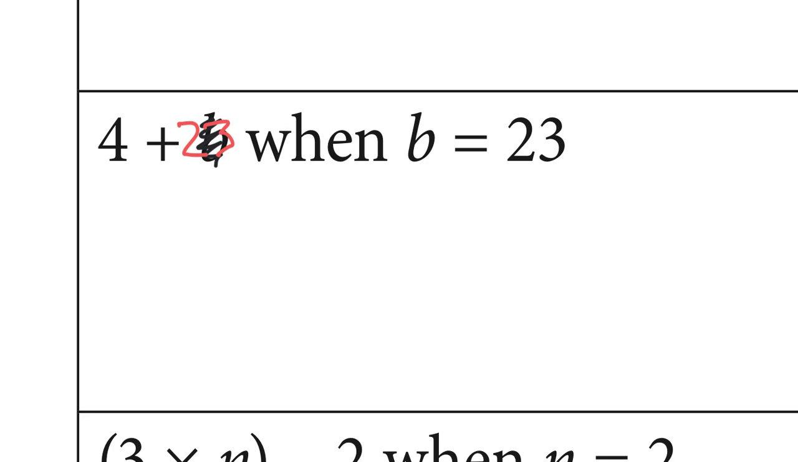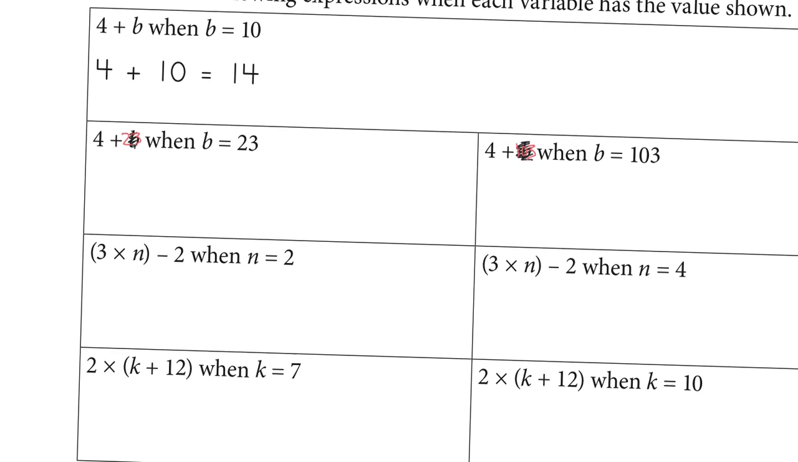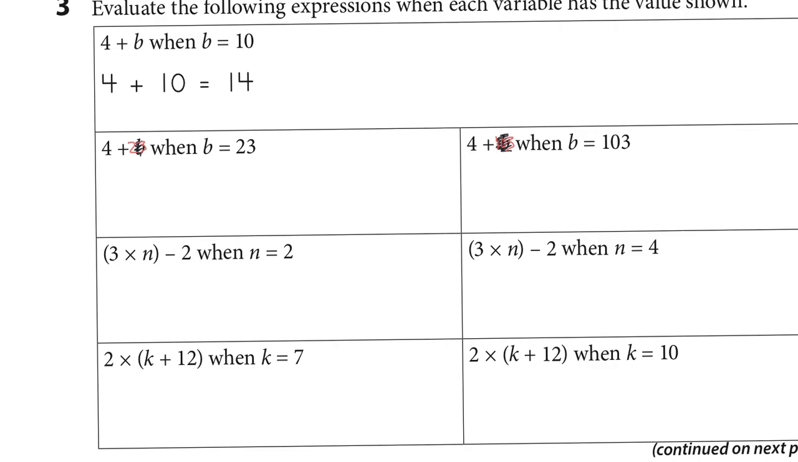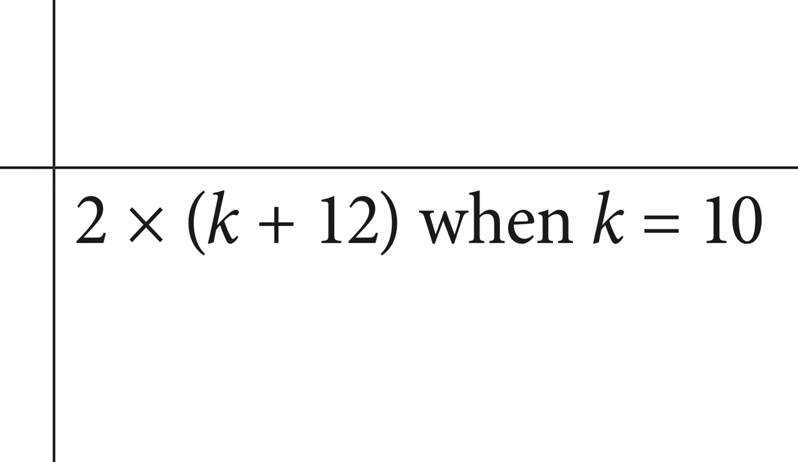What about this one over here? 4 plus b when b is 103. Well, it says that b is 103. So all you have to do is substitute, put the value in that they tell you into the equation. And I'm not going to solve these per se. I might do maybe this last one just to show you how we need to do some things first. Because when we see parentheses, we know that we have to solve that first. We need to know what's inside the parentheses before we start thinking about what's on the outside.